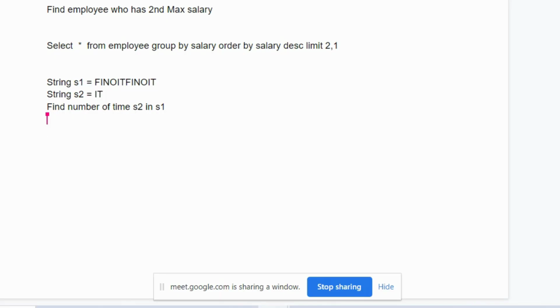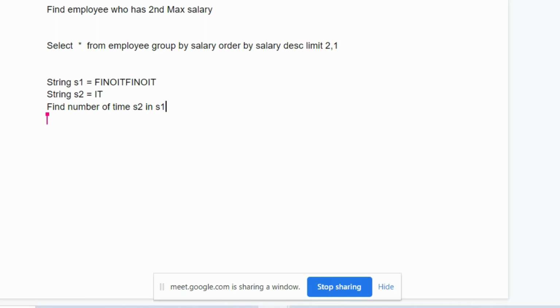So you have two strings, S1 and S2, and you need to write a method which will return the count, or the occurrence, of S2 in S1. So the occurrence of string S2 in S1 is what we have to find. Yes. So let's just say for the given example.